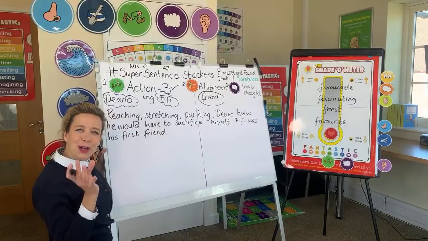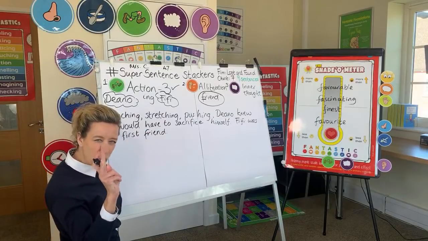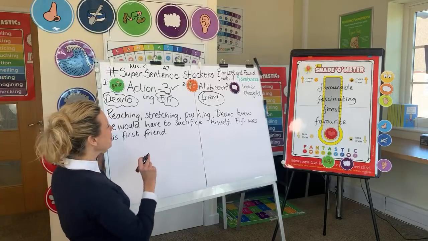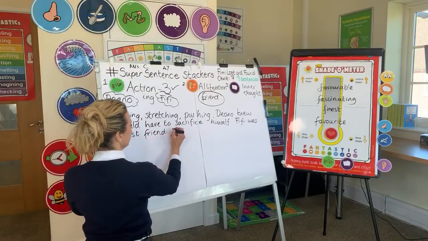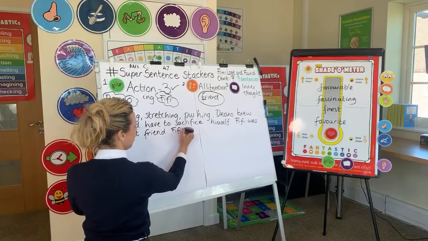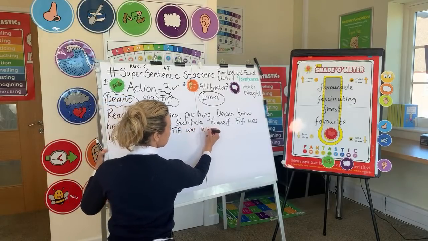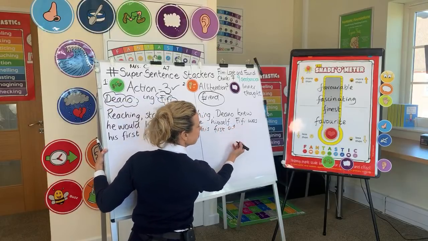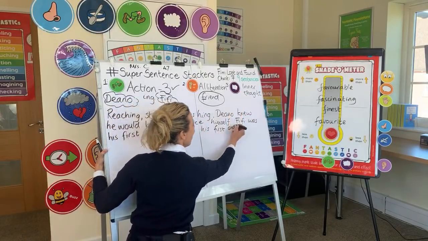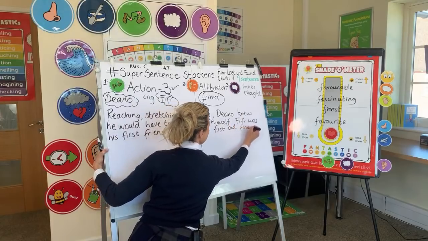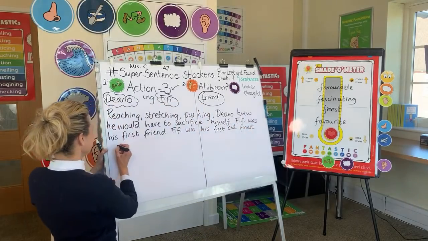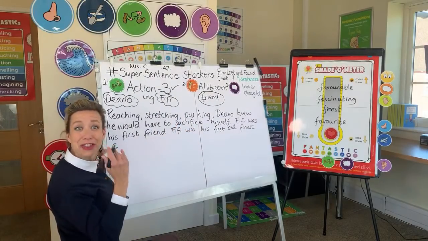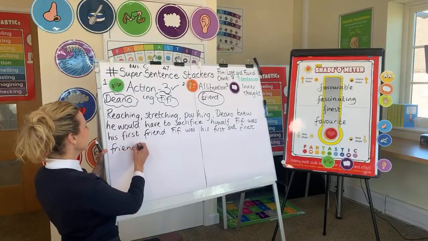Oh, look how I use a pattern. Watch really closely here. I want you to see if you can see it. Fifi was his first friend. Fifi was his first and... I'm going to choose one of those words up there. First and finest friend. Can you see how I kept the same structure but added in another alliterative word?